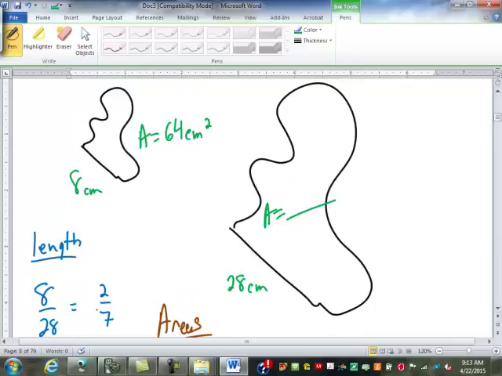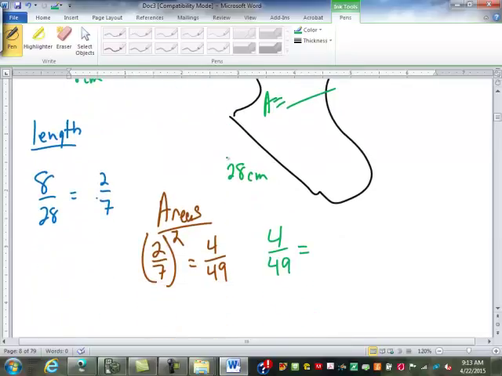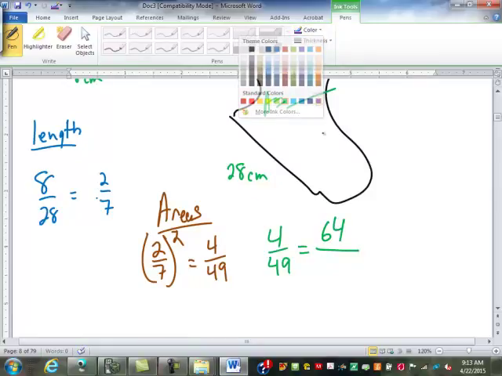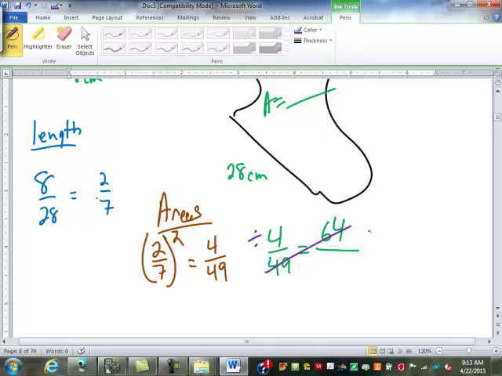Where does the 64 go? On top. So we should cross multiply and divide to get 784. Yes, 784. That'll be centimeters squared. What's that? Squared 2 7. Yep.